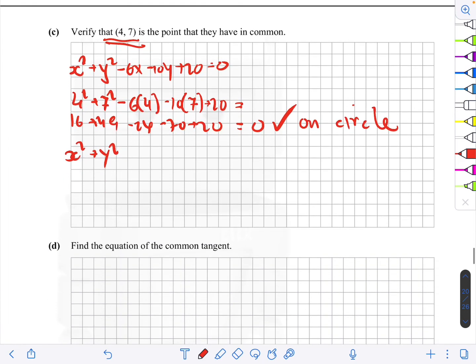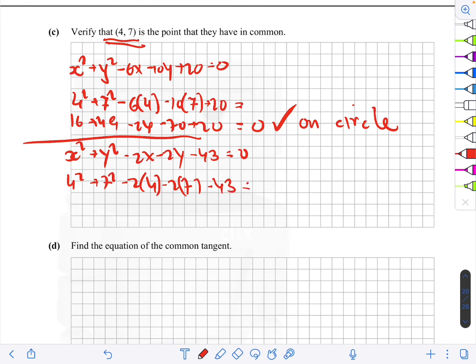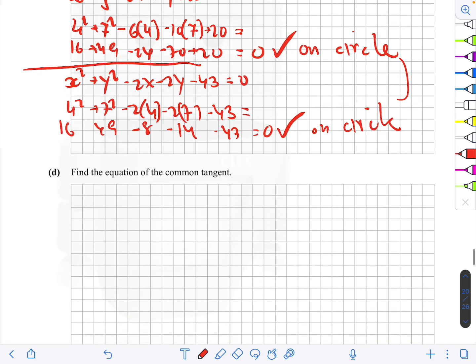So the other circle is x squared plus y squared minus 2x minus 2y minus 43 equals 0. And again, we sub it in there, and we get 4 squared plus 7 squared minus 2 times 4 minus 2 times 7 minus 43. And we calculate those numbers. 16, 49 minus 8 minus 14 minus 43 comes out 0. We're very happy. It's on the circle. And therefore, because it's on both circles, we know it's the point of intersection between them.